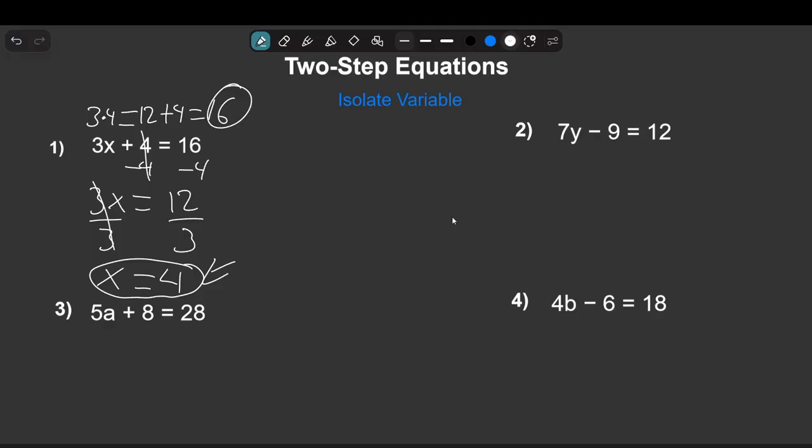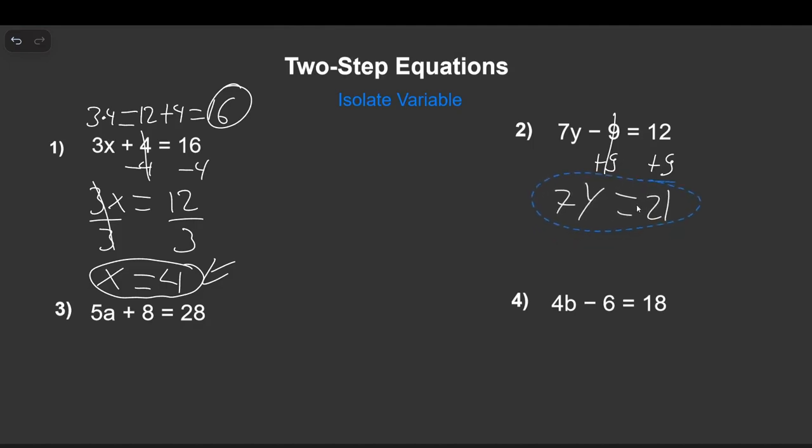For our second example, we have 7y minus 9 equals 12. To do this again, we're going to isolate our variable. So we're going to start with our subtraction. So we're going to do plus 9 on both sides, like this, plus 9 and plus 9. Well, these two cancel each other out, so we're just left with 7y. 7y equals 12 plus 9. 12 plus 9 equals 21, so we're left with this.